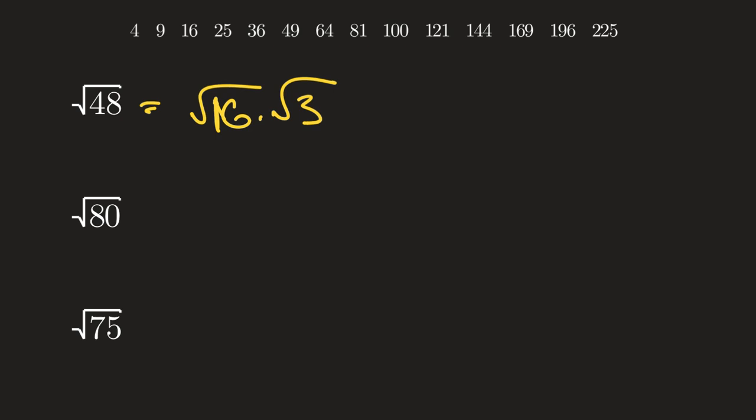What's the square root of 16? 4. The square root of 16 becomes 4. I put my leftover root 3 behind it, and I'm simplified. 4 root 3. 4 root 3 is the simplified version of root 48.